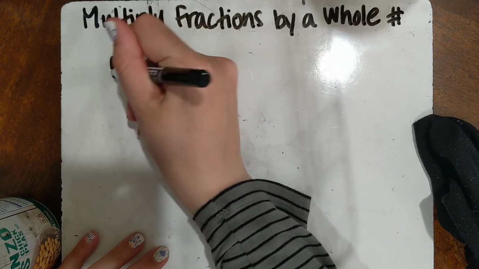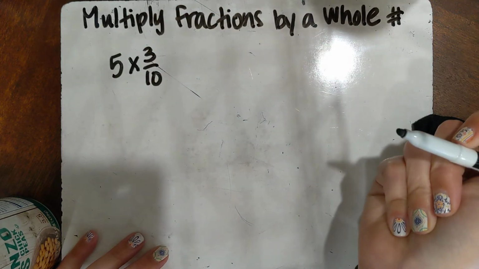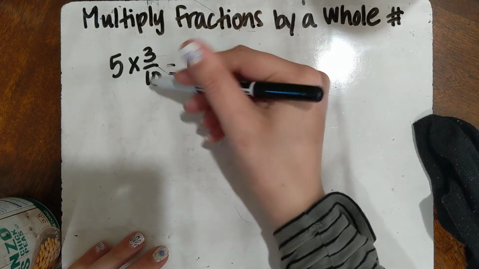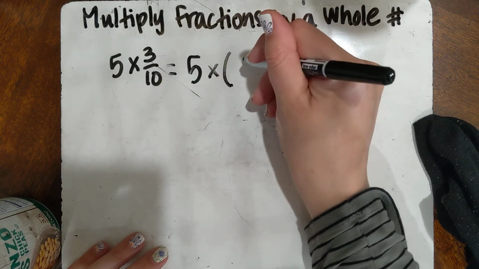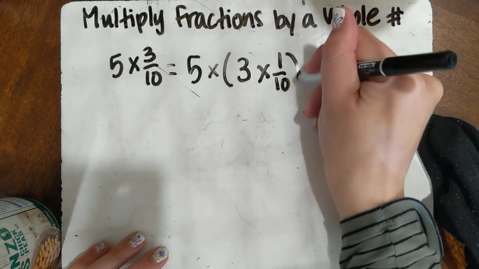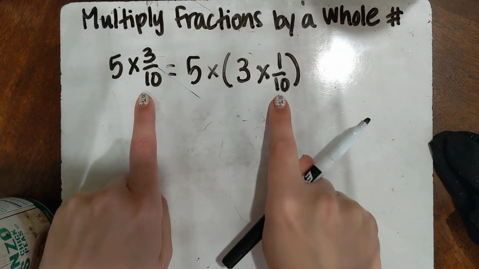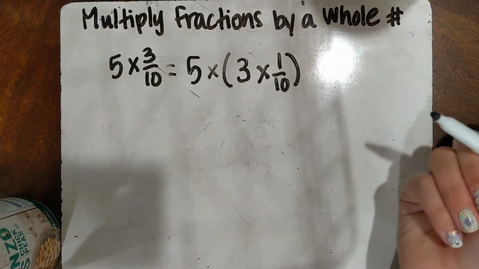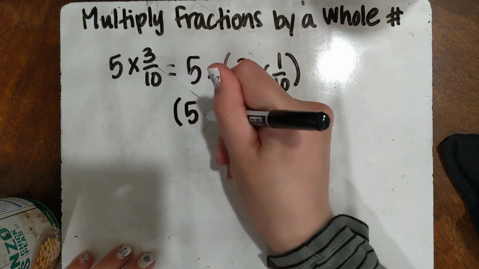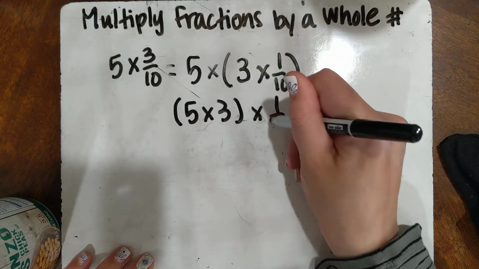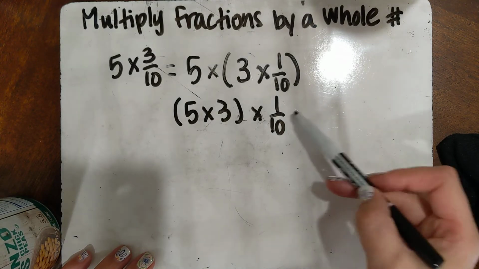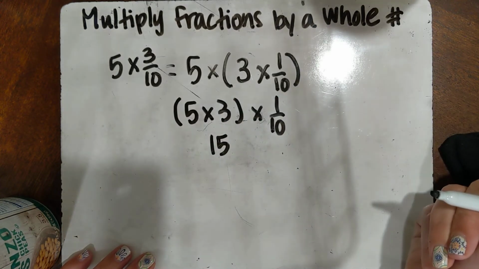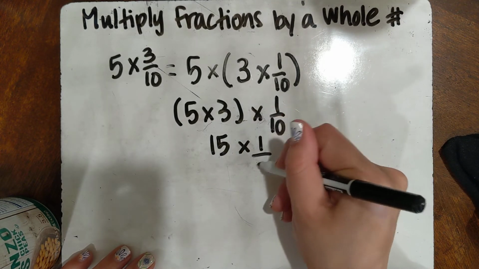If we have 5 × 3/10, ooh, that one's not a unit fraction. But we know how to turn this into a unit fraction, right? So we have 5, and this is 3 × 1/10, right? We know that. 3/10 is 3 × 1/10. Okay? And then the associative property of multiplication says we can change where our parentheses go. So I'm going to change it to 5 × 3 and leave the 1/10 out by itself. Okay? Leave that guy out by itself. All right, now this, we definitely know how to do that. 5 × 3? 15. Okay? And then so we have, bring this guy down, 15 × 1/10.